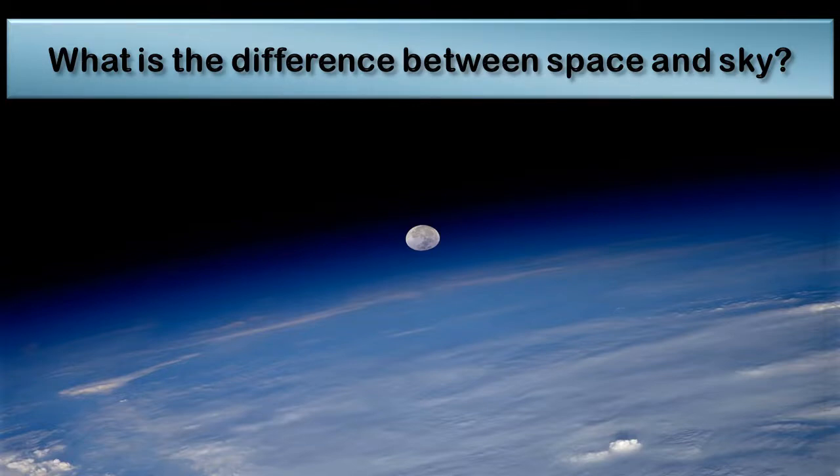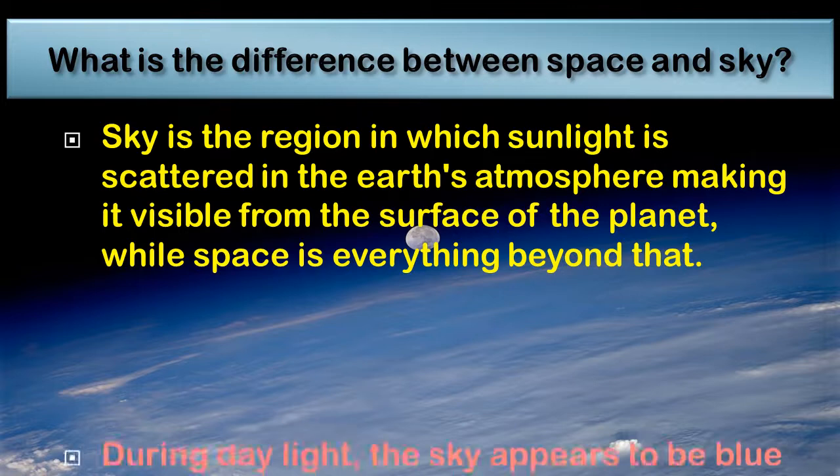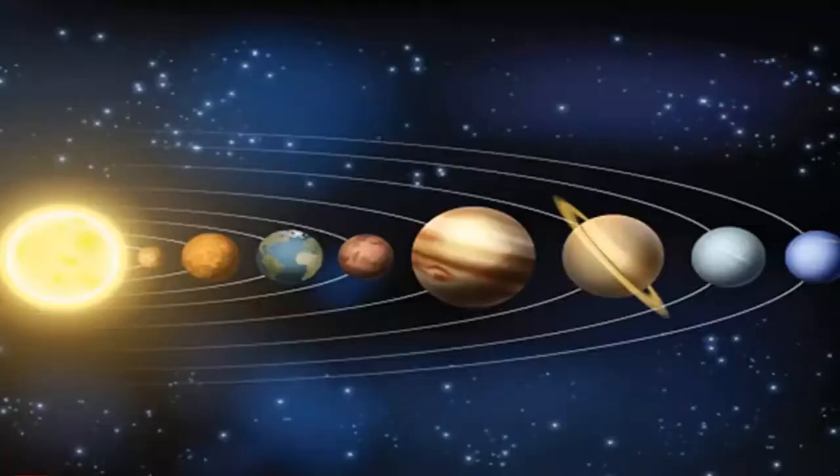What is the first question? What is the difference between space and sky? So students, so simple. Sky is a region in which sunlight is scattered in the earth's atmosphere, making it visible from the surface of the planet, while space is everything beyond that. And during daylight, the sky appears to be blue while space is always dark. And sky has atmosphere while space does not have atmosphere. So these are the differences between space and sky.